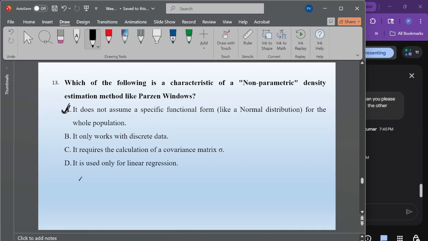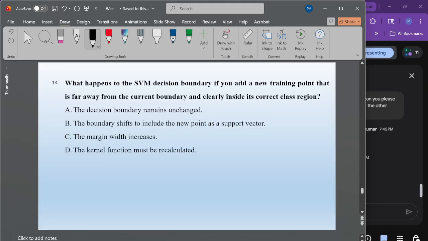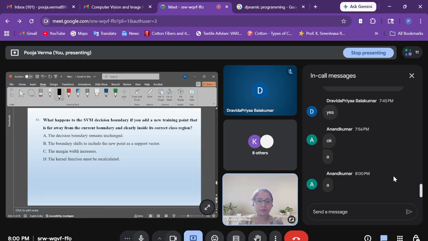Okay, so this is a theoretical question. I hope all of you have understood, and I hope all of you have gone through this type of questions. So now moving to our next question. What happens to the SVM decision boundary if you add a new training point that is far away from the current boundary and clearly inside its correct class region? Option A, the decision boundary remains unchanged. Option B, the boundary shifts to include the new point as a support vector, the margin width increases. Or option D, the kernel function must be recalculated.